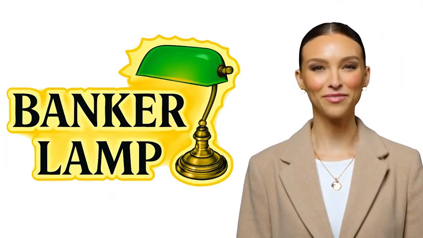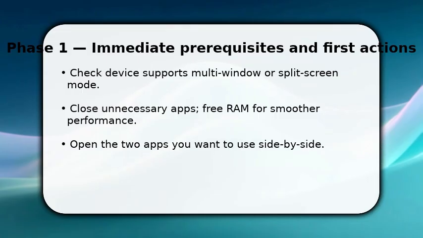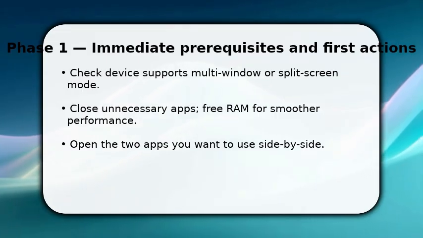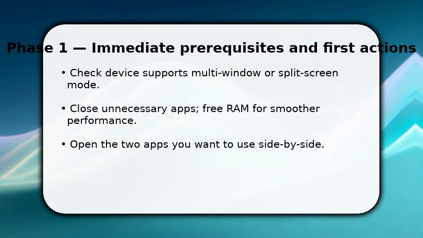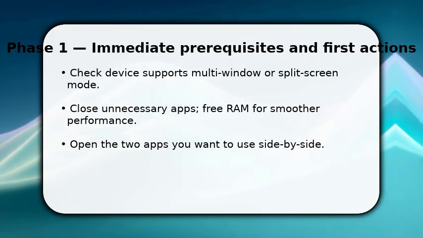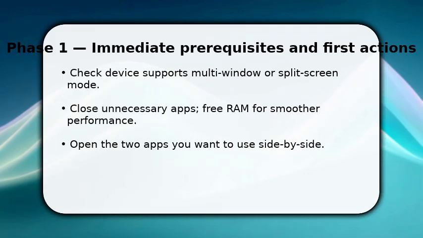Please enjoy the video. You start by confirming your phone supports multi-screen, check settings, or quick panel options. Once done, clear background apps so performance stays smooth, then open the two apps you want to view together.